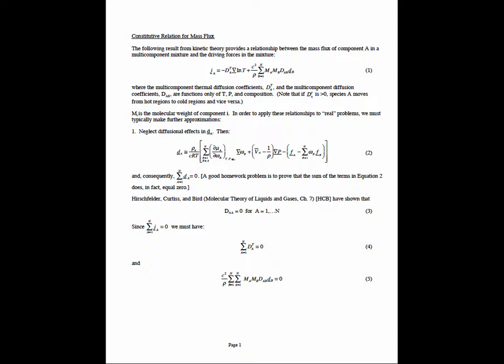Diffusion coefficients associated with other types of gradients like concentration, pressure, and so forth can never be negative. It turns out that at a fundamental level it violates the second law of thermodynamics, which is not a good thing to do on a regular basis.